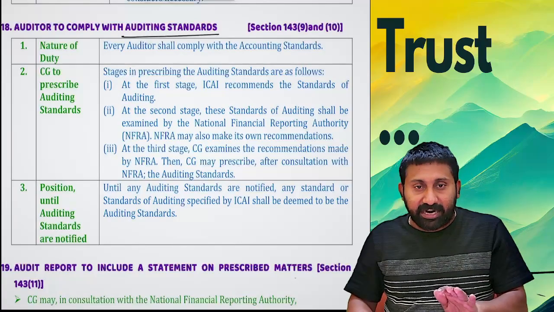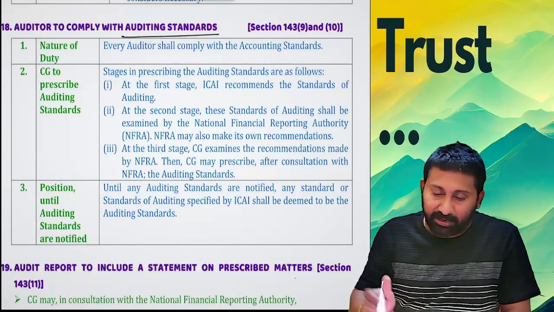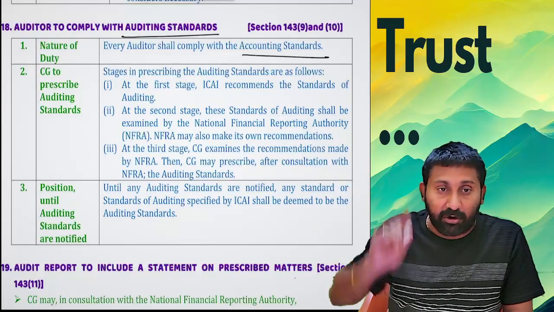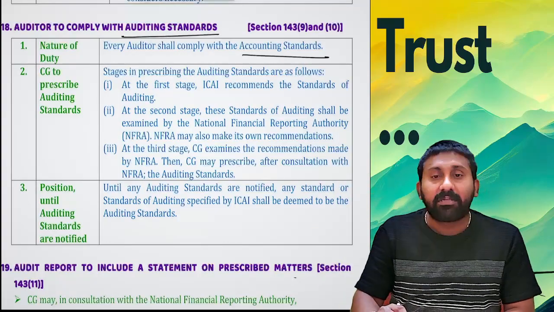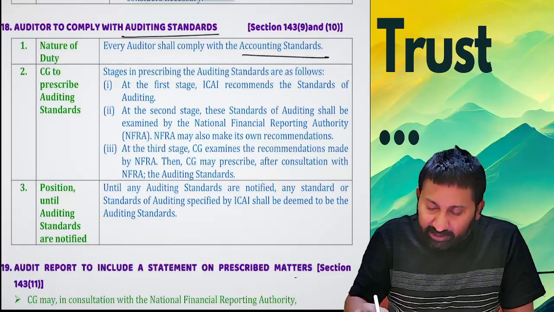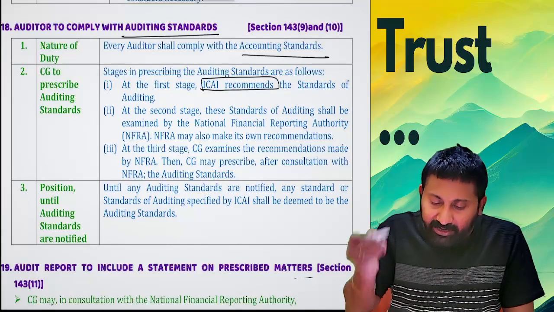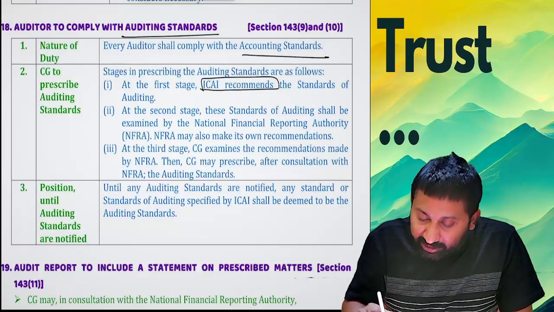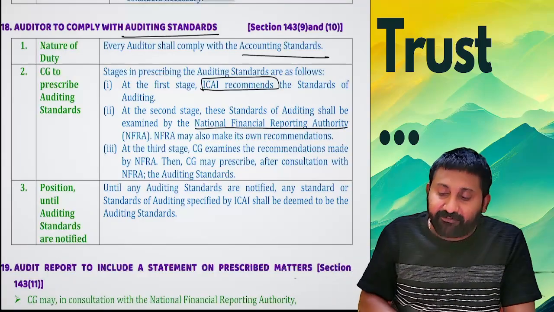Next one, auditor to comply with auditing standards. Like accounting standards, there are auditing standards as well. Every auditor shall comply with accounting standards as well as auditing standards. Okay, sir, how will the auditing standards be prepared? First stage, number one, ICAI will recommend. Once whatever ICAI recommended, it will go to a body called NFRA.